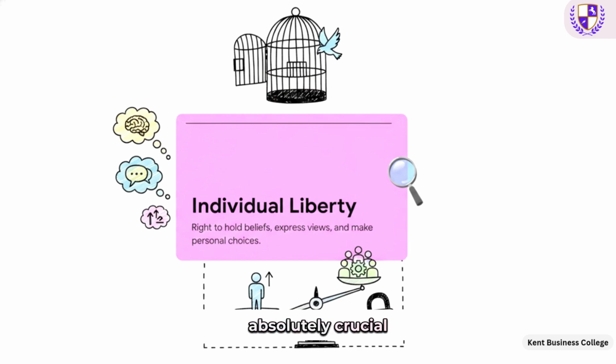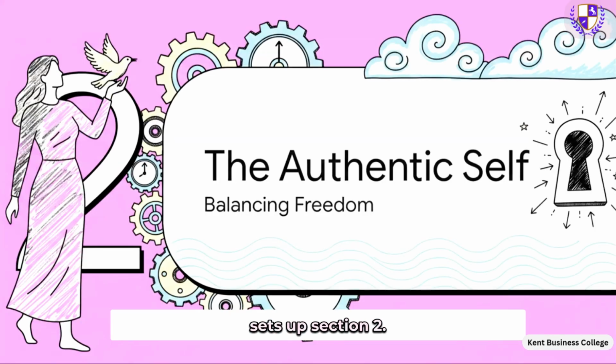But, and this is absolutely crucial to what we're discussing today, when you step into a professional environment, this freedom doesn't just exist in a vacuum. You're part of a team now. You're in a shared, collaborative space, which means your individual liberty has to be carefully balanced against a few other very important factors. Which perfectly sets up Section 2, freedom and the authentic self.